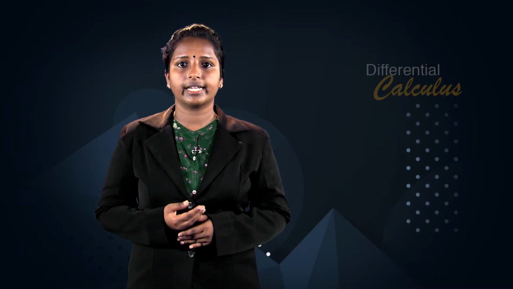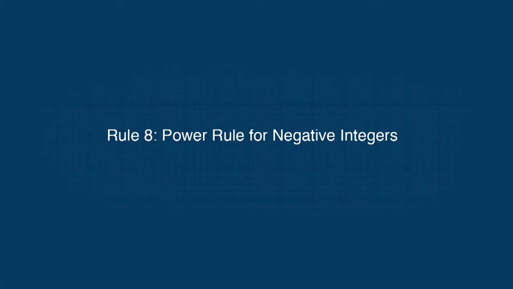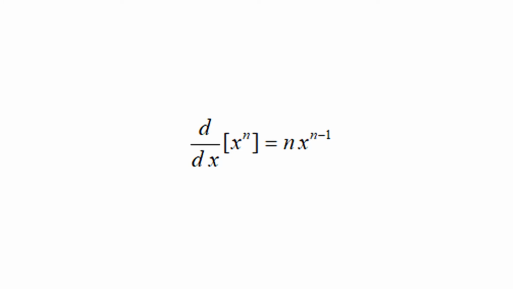The power rule for negative integers. The power rule for negative integers is the same as the rule for positive integers. Rule 8, power rule for negative integers. If n is a negative integer and x is not equal to 0, then d/dx of xⁿ equals n xⁿ⁻¹. The proof uses the quotient rule in a clever way.